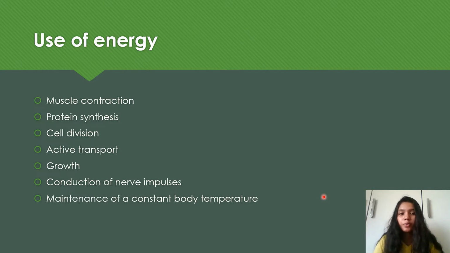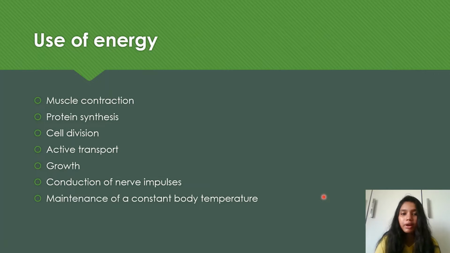Then active transport, as we discovered in its definition, it's the movement of molecules from a lower concentration to a higher concentration against a concentration gradient using energy from respiration. So that's again your use of energy. The next is growth, which is a life process. Growth is also brought about by cell division, by mitosis, and so growth requires energy.